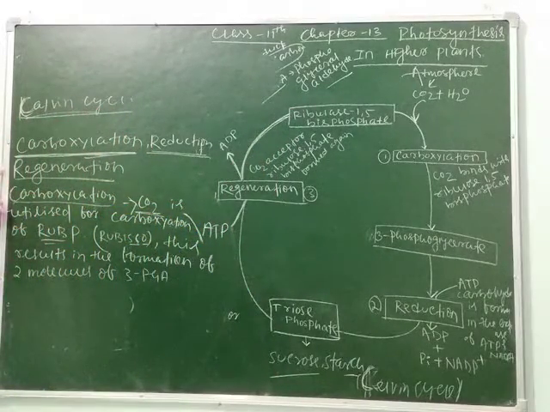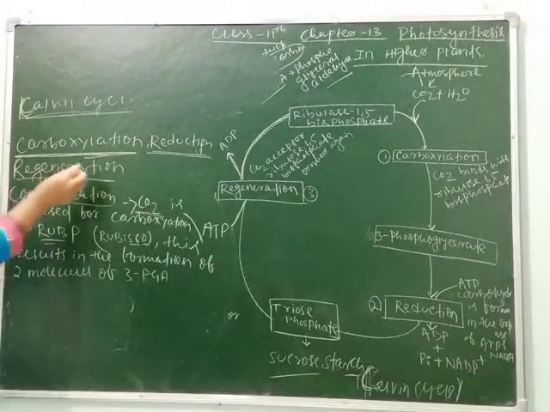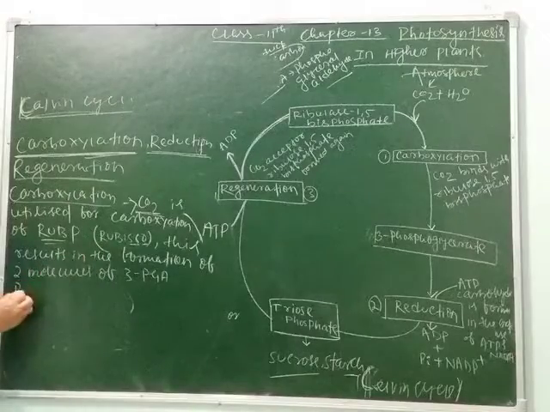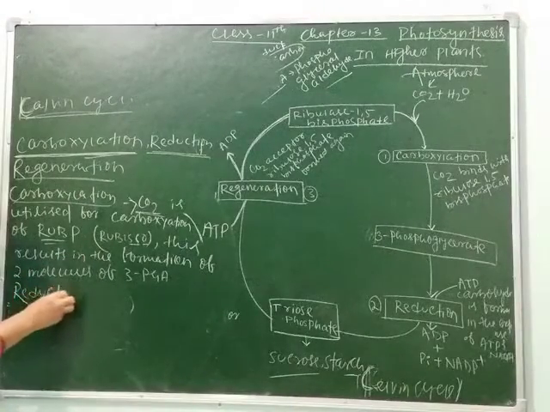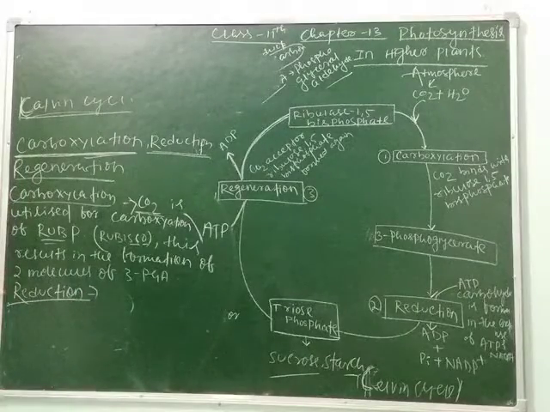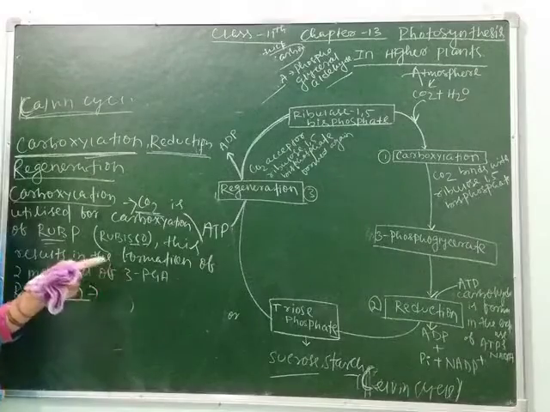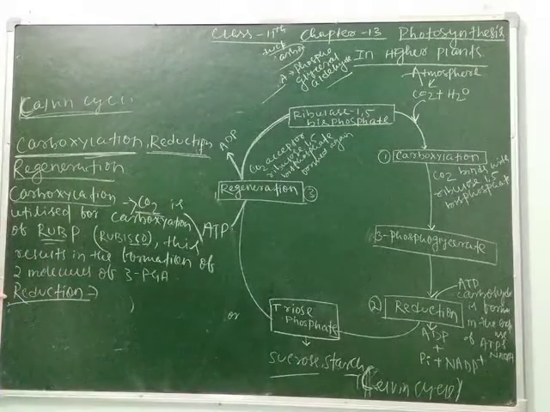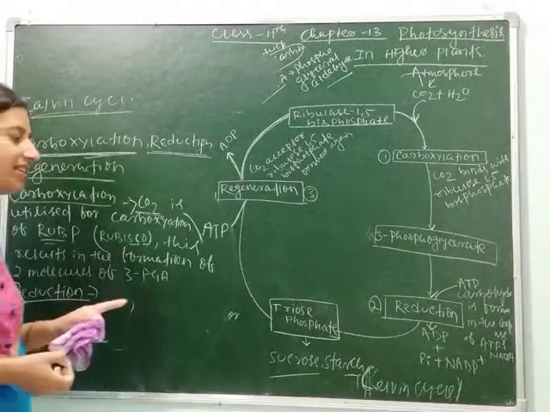So in carboxylation, as I have told you, this is what happens. Then let's see reduction, as I have explained in the cycle. Now let's see what happened during reduction. As I have told you, during reduction ATP and NADPH are used. Clear? So during this, carbohydrate is formed at the expense of photochemically made ATP and NADPH.